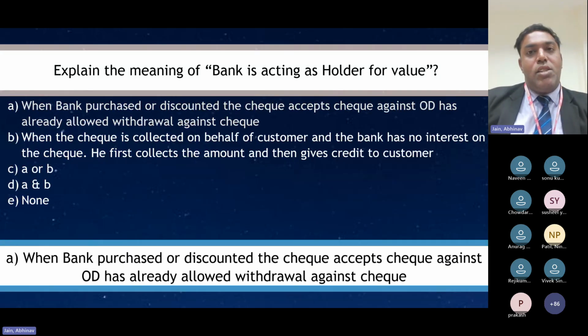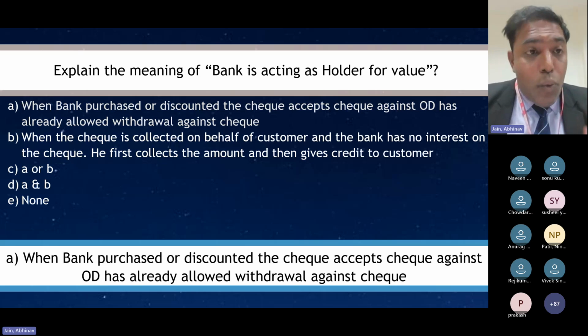When the bank purchased or discounted the check, except checks against OD, has already allowed withdrawal against the check, in that case the bank would be considered as acting as holder for value. Okay. Holder for value का purpose you do understand. Holder for value means that the bank has already given the payment and then the bank wants to just collect its payment and settle its account. In the second case, why B?